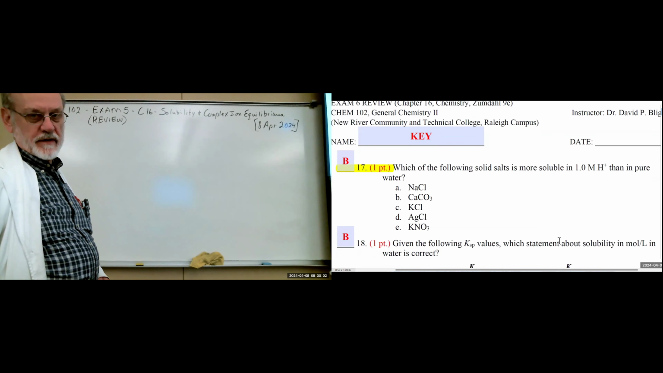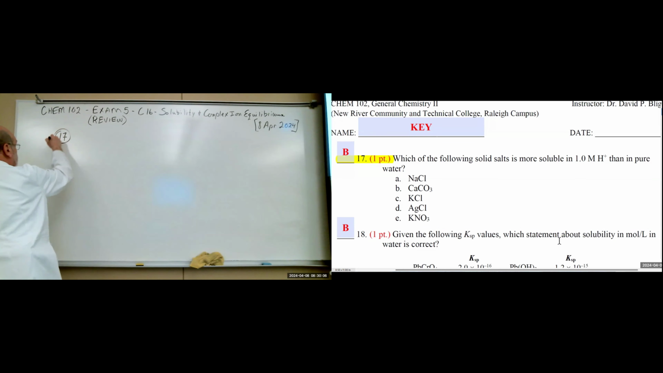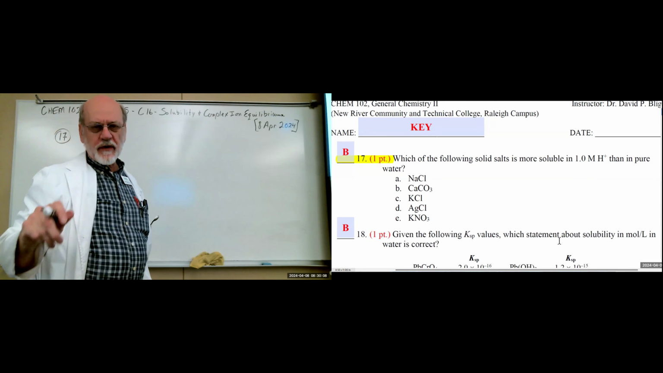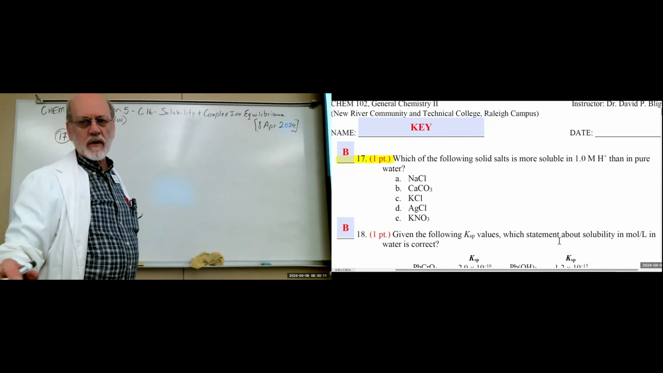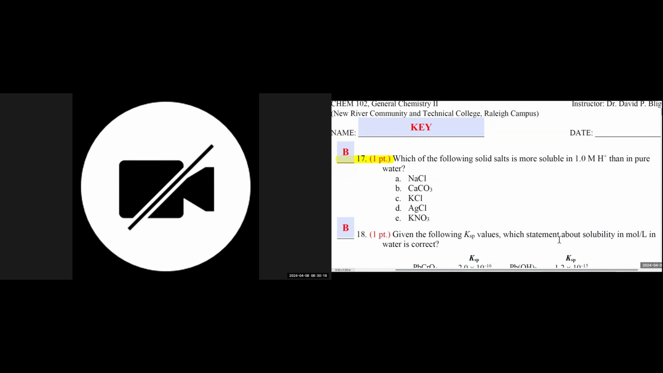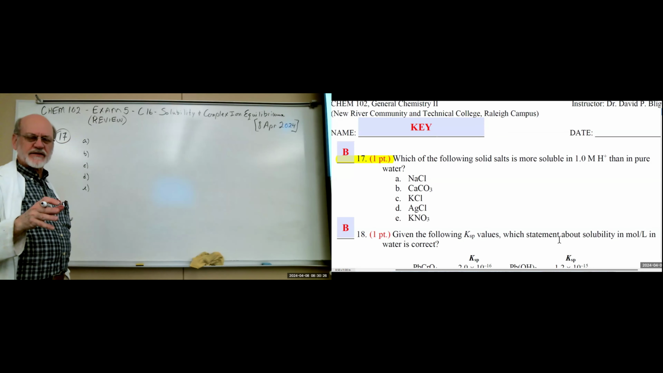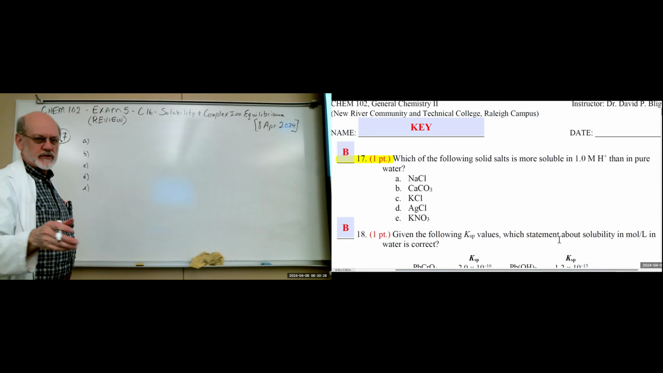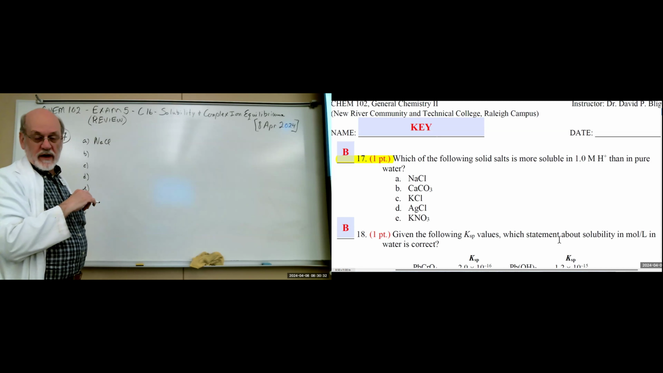Let's try 17. Which of the following solid salts are more soluble in 1 molar hydrogen ions than in pure water? All right, this goes back to the discussion of how do we get slightly soluble salts in solution? I wouldn't even look at sodium chloride because it doesn't matter.